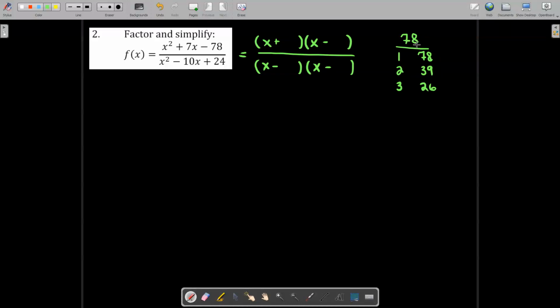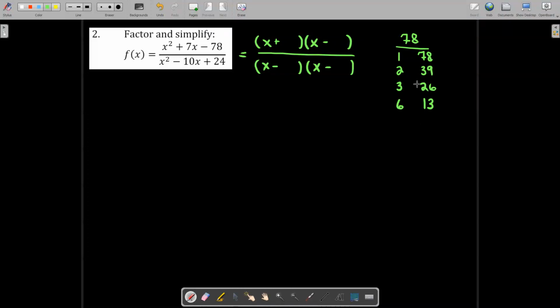4 is not going to go into 78 because 4 goes into 80, which is too close, right? 5 doesn't go in. 6 will go in because both 2 and 3 will go in. 6 goes into 7 once with 1 left over and into 18 3 times. And 7 doesn't go in, 8 doesn't go in, 9 doesn't go in, 10, 11, 12, and then we're back to 13. So I think these are all the combinations of numbers.